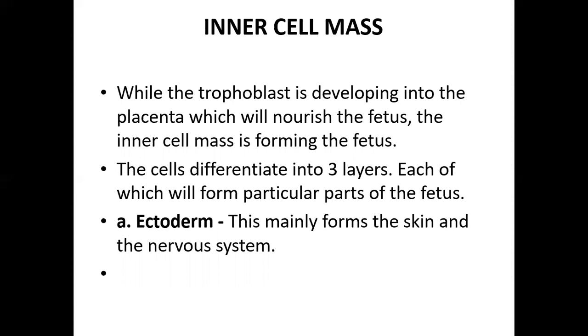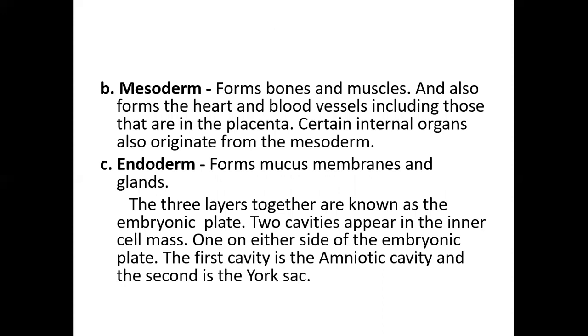Ectoderm, the skin, the nervous system. Okay. Then the mesoderm, the bones, the muscles, blood vessels, the heart itself, and apart from that one, certain internal organs. The endoderm, the mucous membranes, and the glands. Combining these layers, we are forming what is known as the embryonic plate.